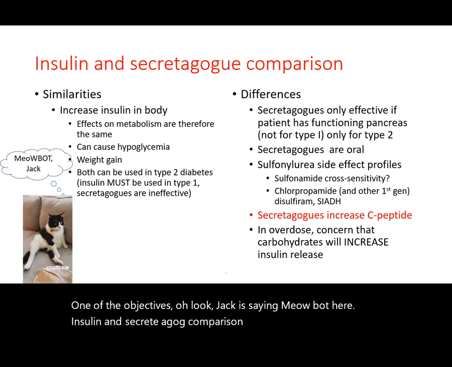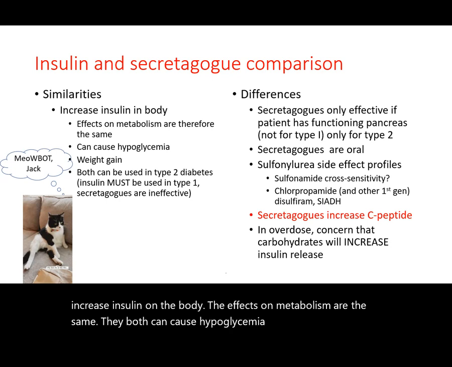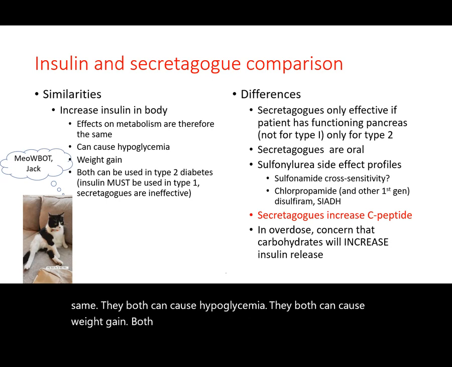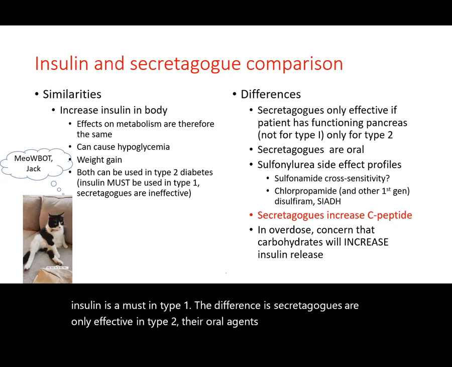Similarities, they both increase insulin in the body. The effects on metabolism are the same. They both can cause hypoglycemia. They both can cause weight gain. Both can be used in type 2 diabetes. But remember, insulin is a must in type 1. The difference is secretagogues are only effective in type 2. They're oral agents, not IV or inhaled.